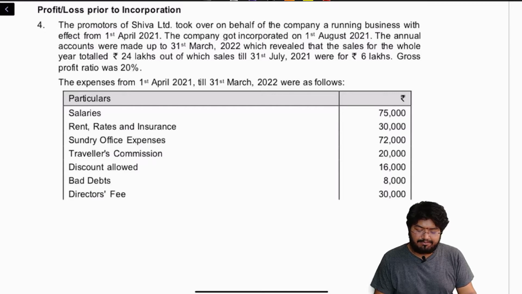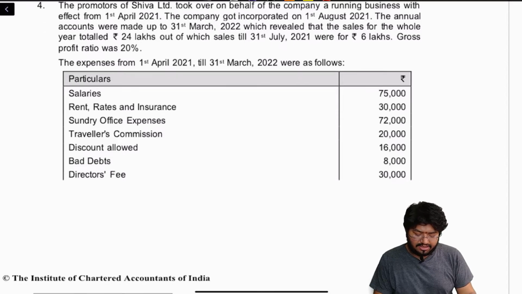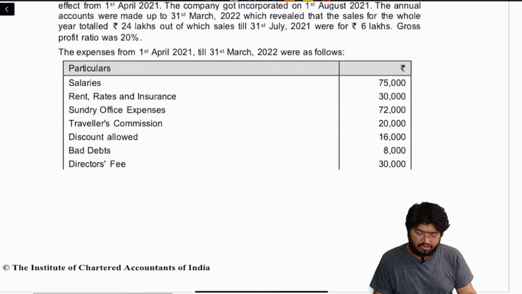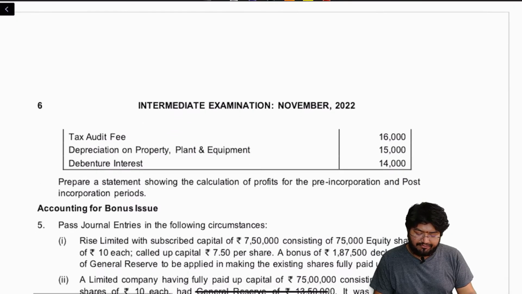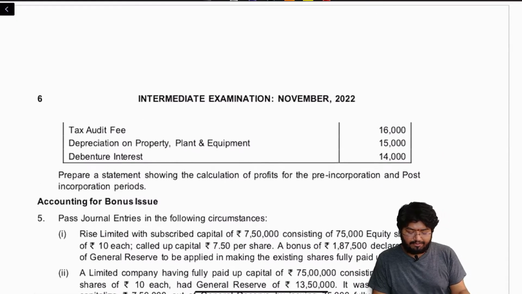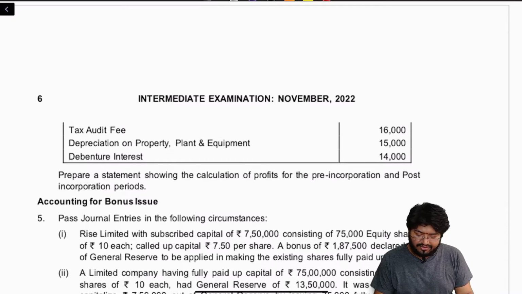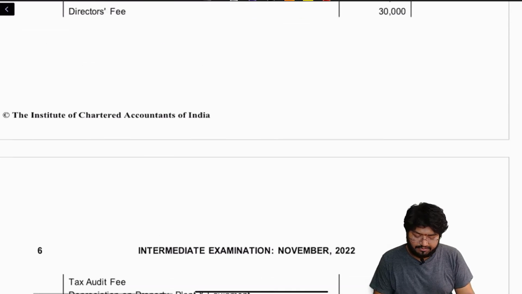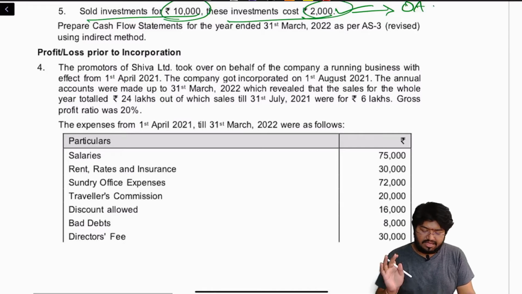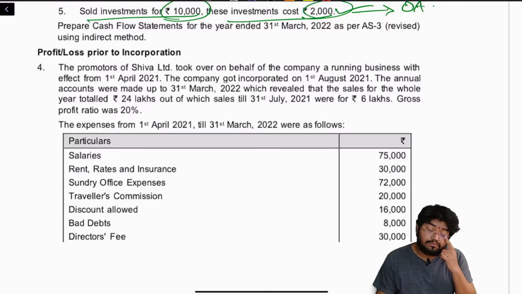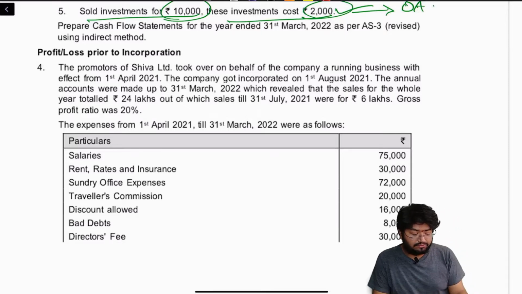Expense from 1st April 21 till 31st March 22 were as follows: salaries, rents, rates, insurance, sundry office expenses, travelers commission, discount allowed, bad debts, director fees, tax audit fees, depreciation on property, plant and equipment, debenture interest. So these are the details which are given. Prepare a statement showing calculation of profit for the period, prior period and post incorporation period. Now you should tell me the basis for each of these. First of all, tell me from which date to which date is pre-incorporation period and from what date to what date it is post-incorporation period. Come on, people.